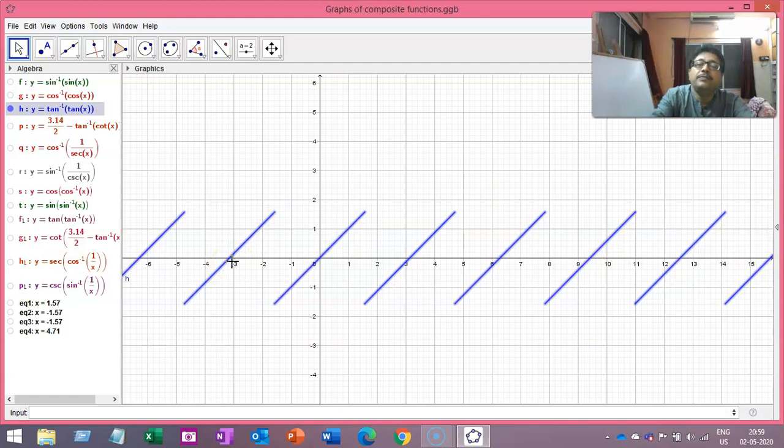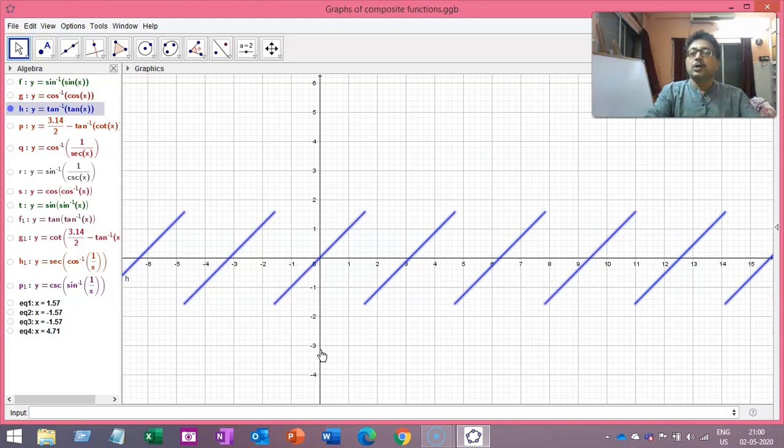Length of period, how to find? Length of period you can find over which the graph is going to be repeated. If you find the length here you see that the length of the period is going to be equal to pi. So tan inverse tan x is period pi. This is 1 point something and this is 4 point something. If you subtract it, with 3.14, that is equal to pi. So period of tan inverse tan x is pi.